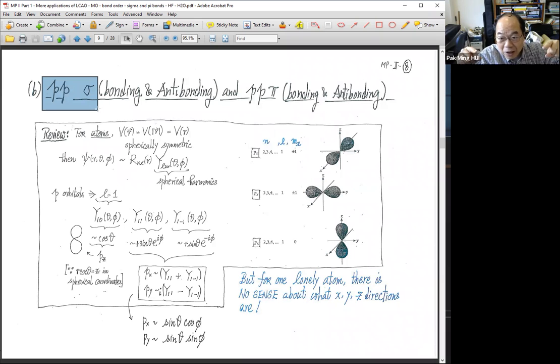If they come together with the sign of the wave function plus loop, minus loop, plus loop, minus loop, they add together. In the middle, there will be an enhanced probability of finding the electron. That will be a PP sigma. In the other way, if it is plus minus pointing at each other, if you add them together, that is to say you subtract the 2 things, then you will have an antibonding, a PP sigma star.